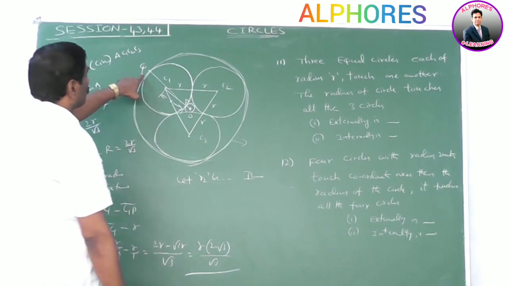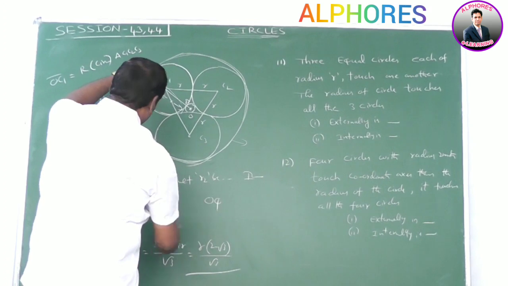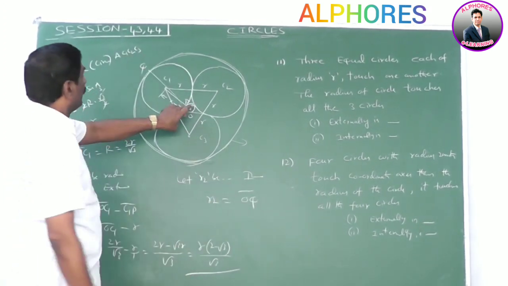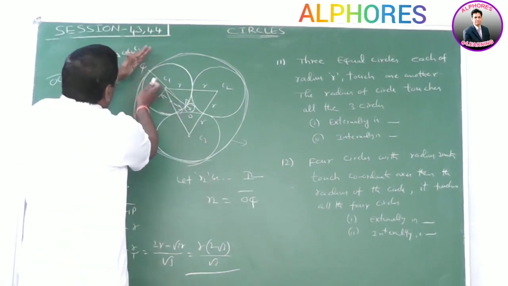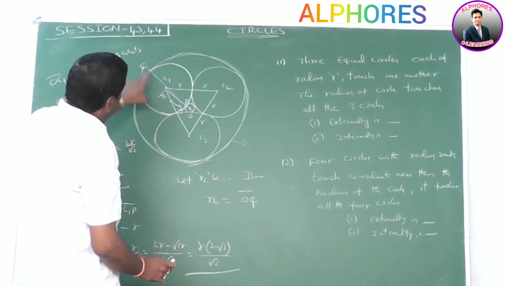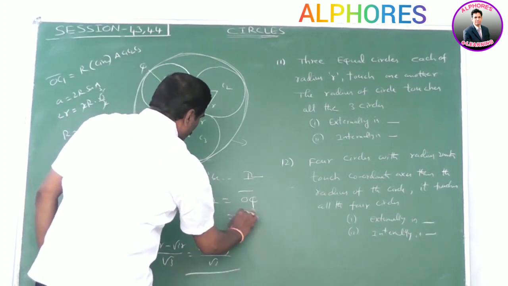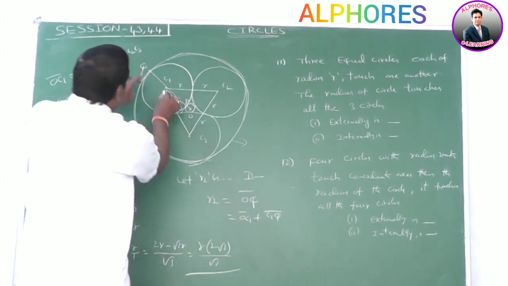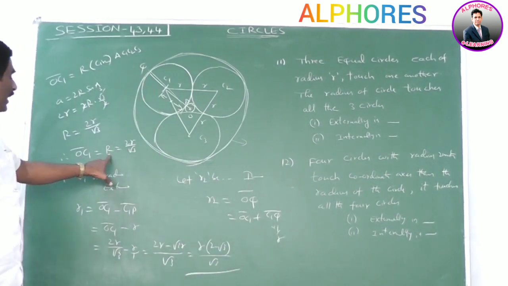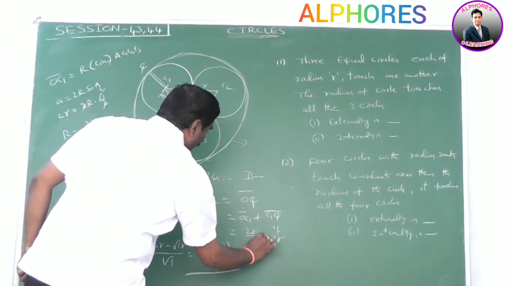From the above diagram, please observe this point. The radius of the circle is nothing but OQ. R2 is equal to OQ. OQ is nothing but OC1 plus C1Q. C1Q is nothing but the radius of this circle, that means it is r. OC1 value, we already found, is equal to 2r by root 3. That is equal to 2r by root 3 plus r.